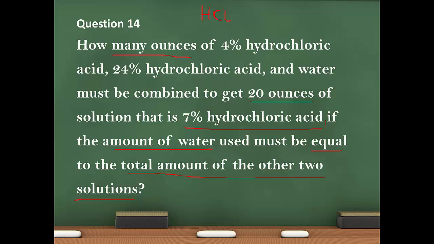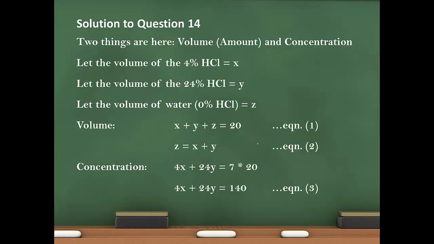So let the amount, or the volume, of 4% HCl be X. Let that of 24% HCl be Y. And let that of water be Z. You now know that X plus Y plus Z, you want to get 20 ounces of the solution. Then you also have that the amount of water, Z, must be equal to the total amount of the other two solutions, X plus Y. So you have equation 1 and equation 2 for the volume. Now let's look at the concentration.